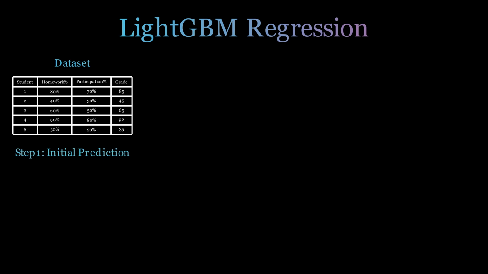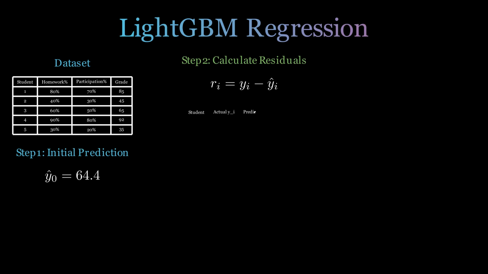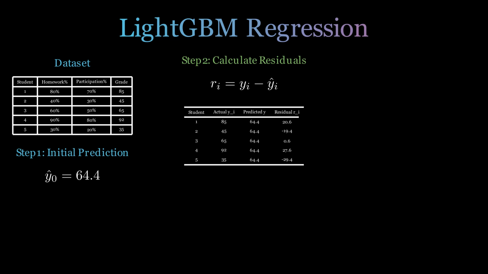We start with an initial prediction. Since we don't know much about the students yet, we assume everyone has an average grade of 64.4. Next, we calculate the residuals, which are the differences between the actual grades and our initial predictions. These residuals represent the errors we need to correct. Here are the residuals for each student. For example, for student 1, the residual is 85 minus 64.4, which equals 20.6.